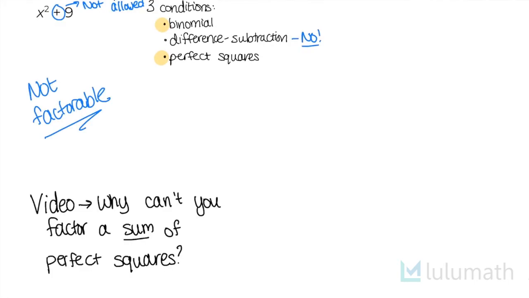There is a separate video on why you can't factor a sum of perfect squares. This is one of the most common mistakes that people will make when they're trying to factor. So it's really important to make sure that you check that video out if you need a deeper understanding as to why you can't factor these types of examples that we have here.